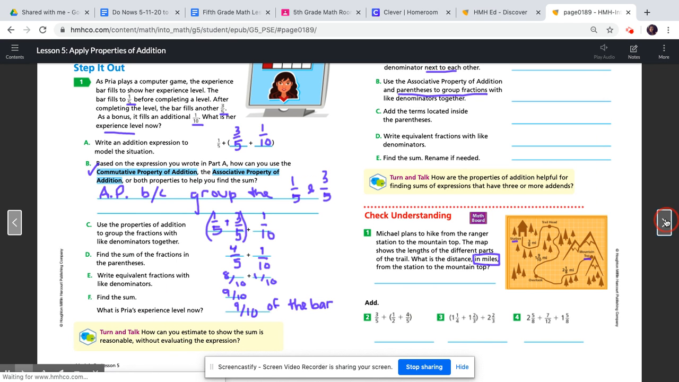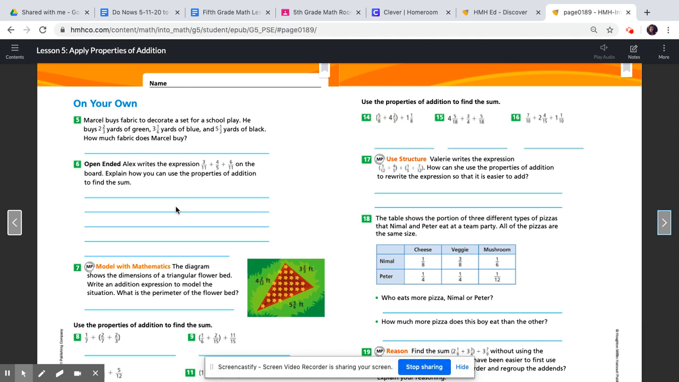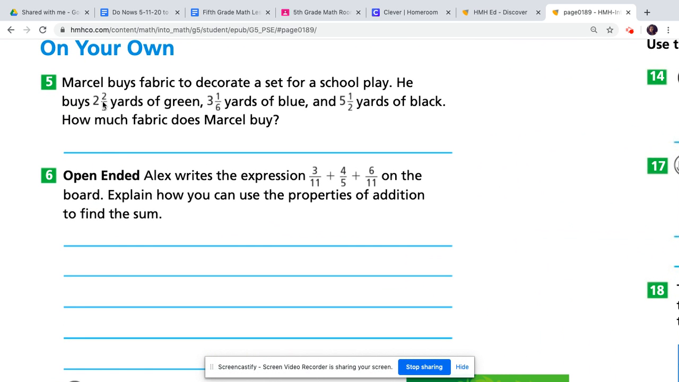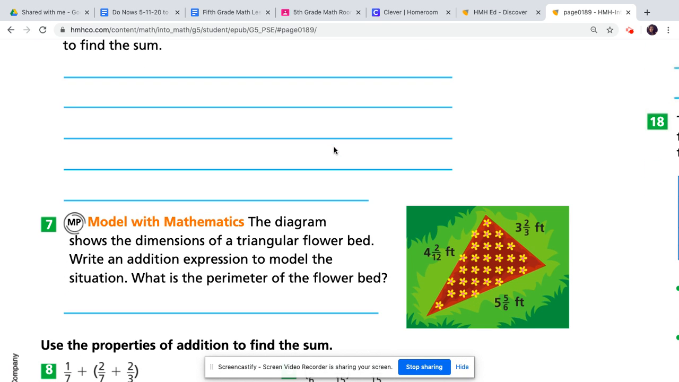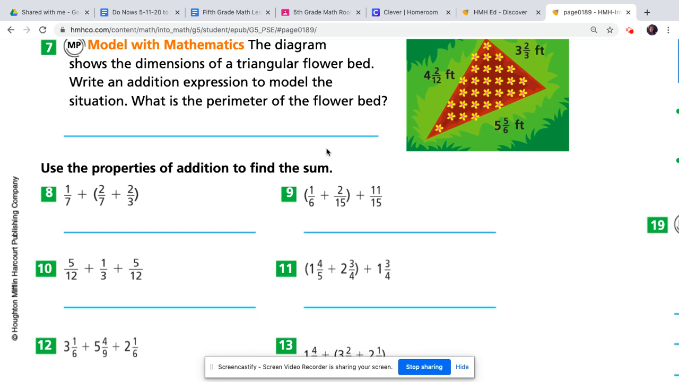Okay? On the next page, it's the same thing. We have Marcel trying to buy fabric to decorate a set for school. You have to add the different types of fabric yards to figure out how much he bought. It's the same thing here. Explain which property of addition you could use to find the sum. And then you are just going forward again.